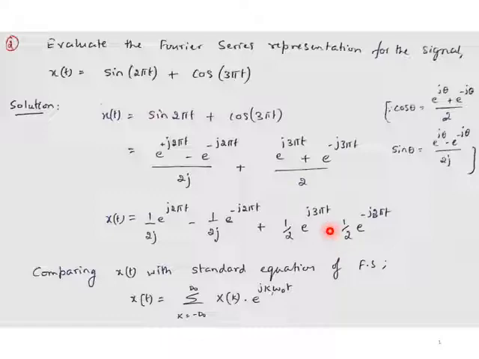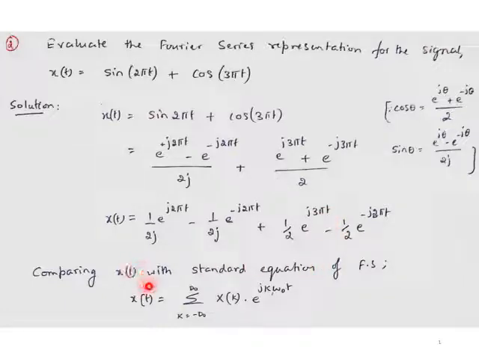Sorry, here it should be a plus term. In terms of cos theta, it should be plus half e to the power minus j 3 pi t. So please make a correction. This should be plus half. Here, where a negative sign is written, it should be a positive sign.